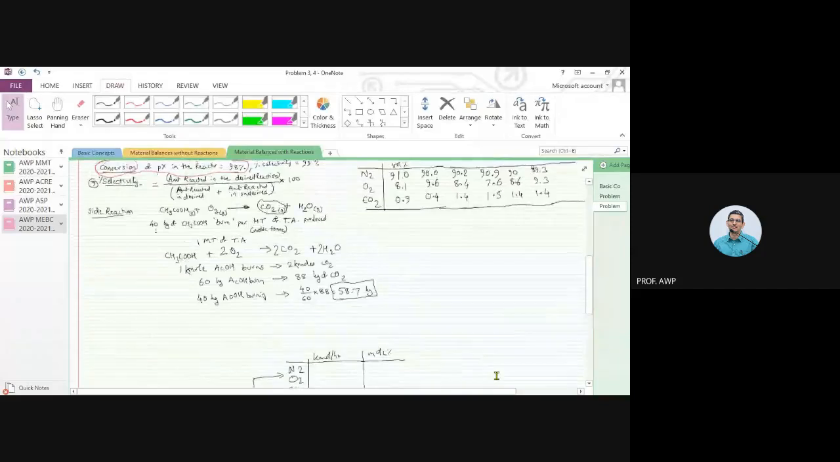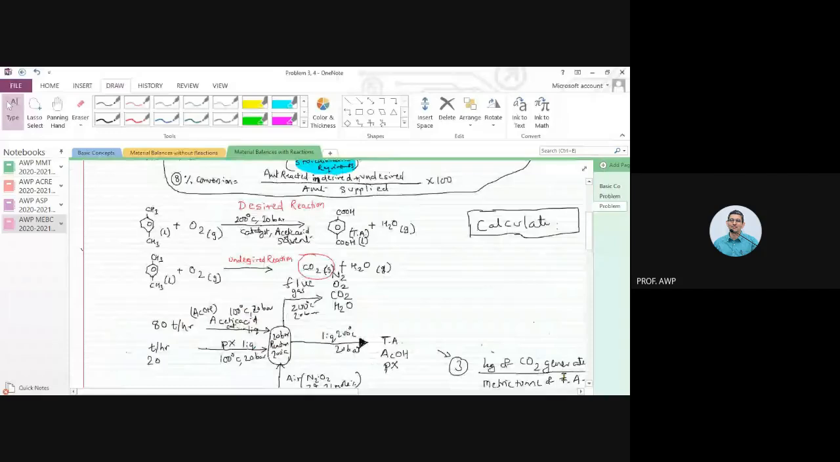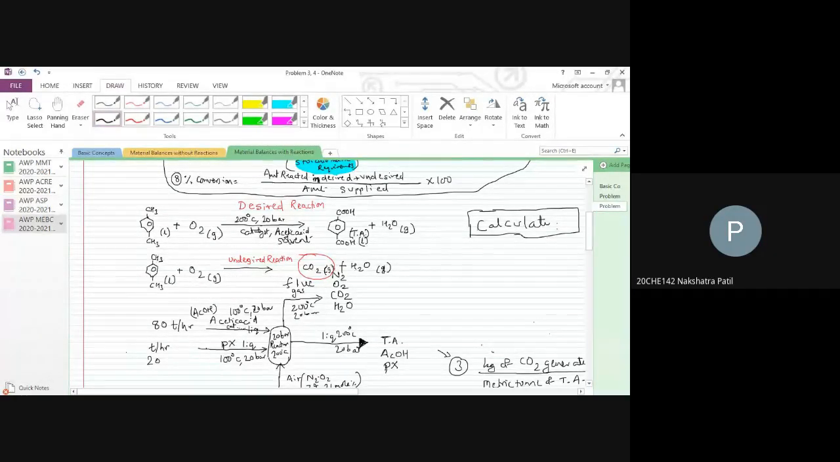Now, what are our reactions? Our reaction is paraxylene plus oxygen, desired reaction, giving us terephthalic acid and water. So can we say 1 mole of paraxylene reacts with 1 mole of oxygen, giving us 1 mole of terephthalic acid and generating 1 mole of water? Can we make that statement? No, sir. So we need to balance the reaction. So tell me the balanced reaction. Somebody tell me the first reaction, balanced reaction. Paraxylene plus how many oxygens? Three oxygens, giving us 1 terephthalic acid. How many waters? Two water.